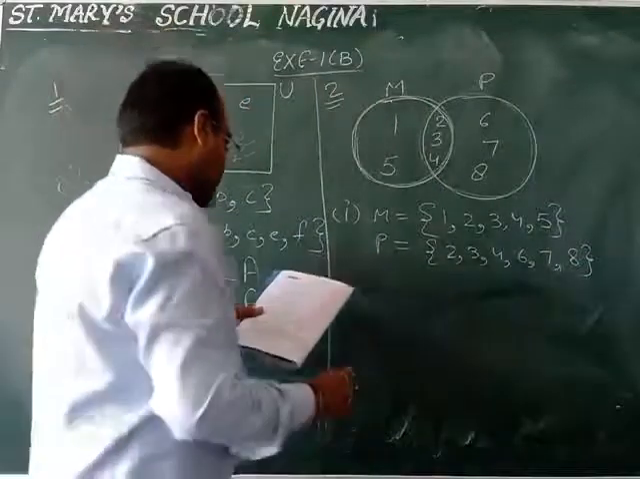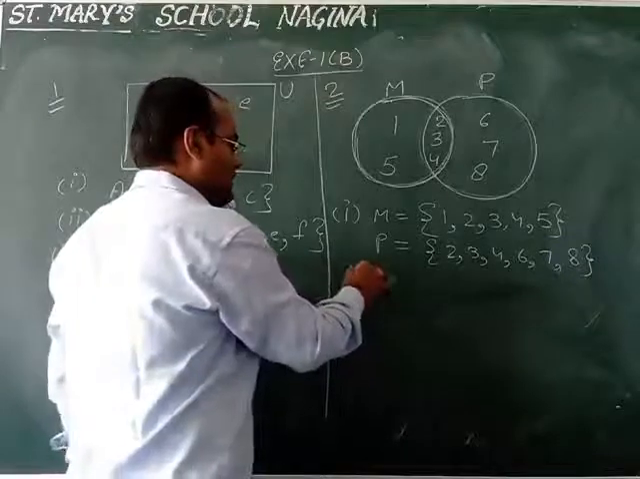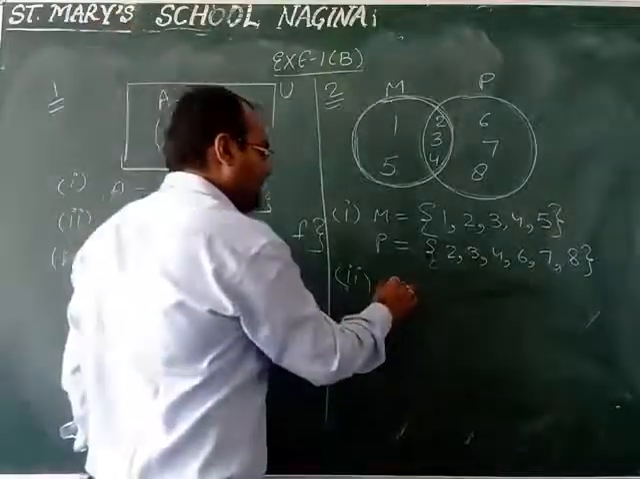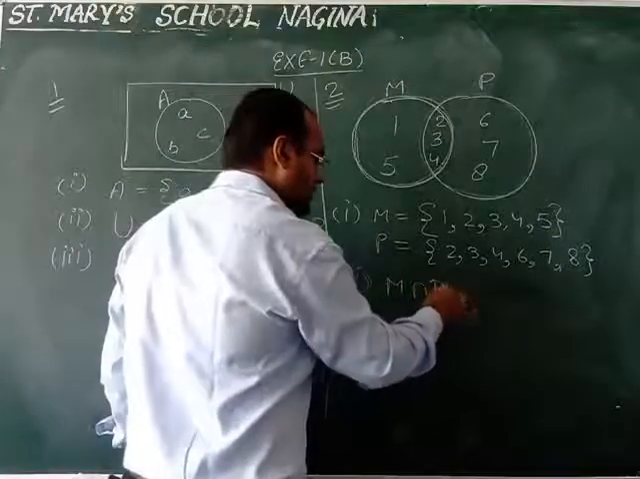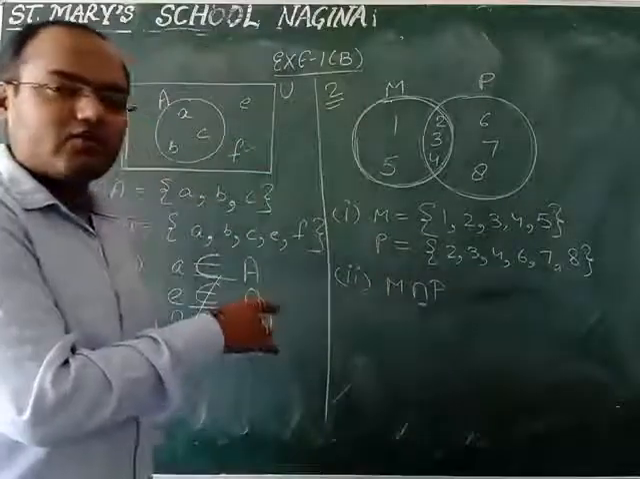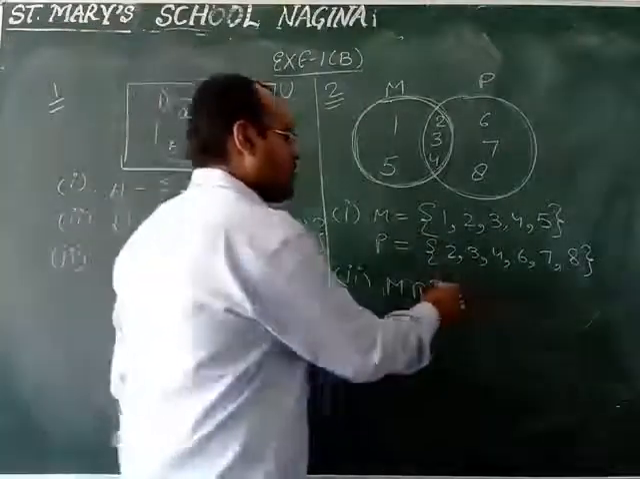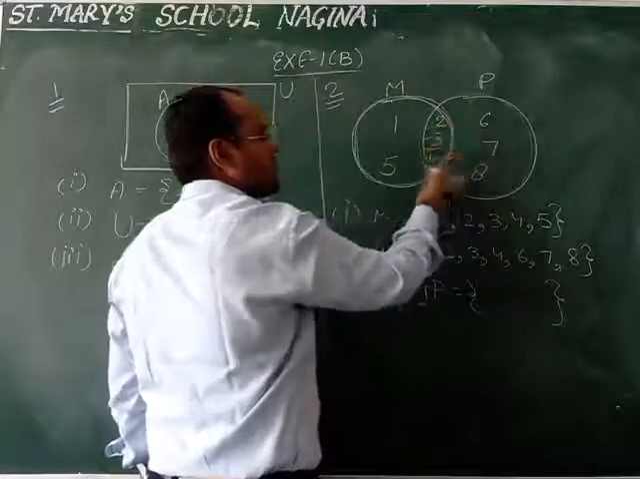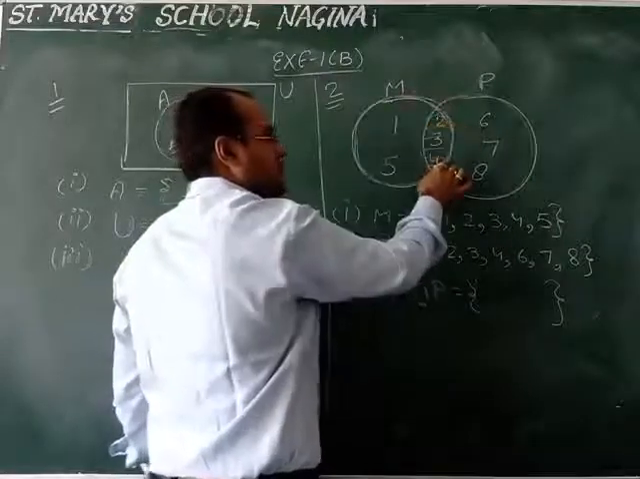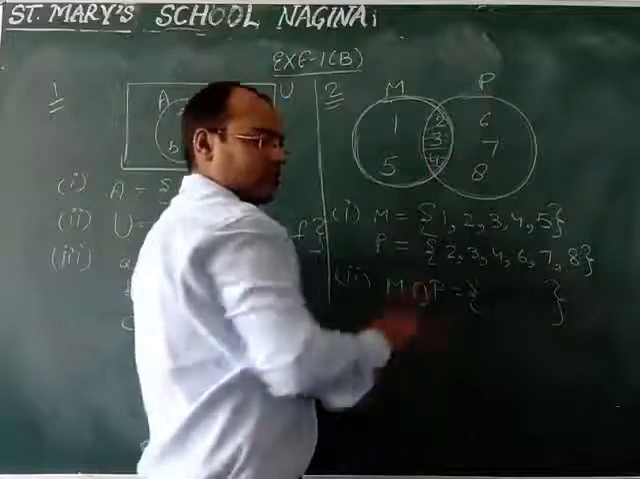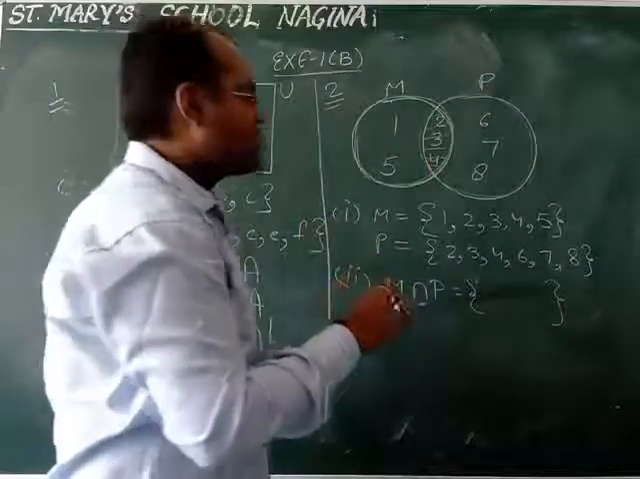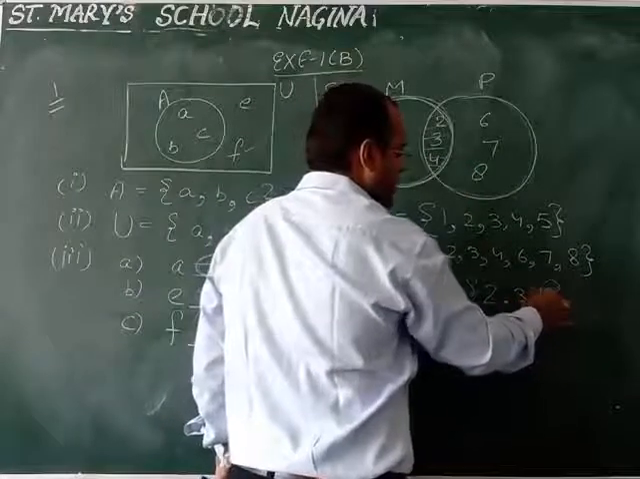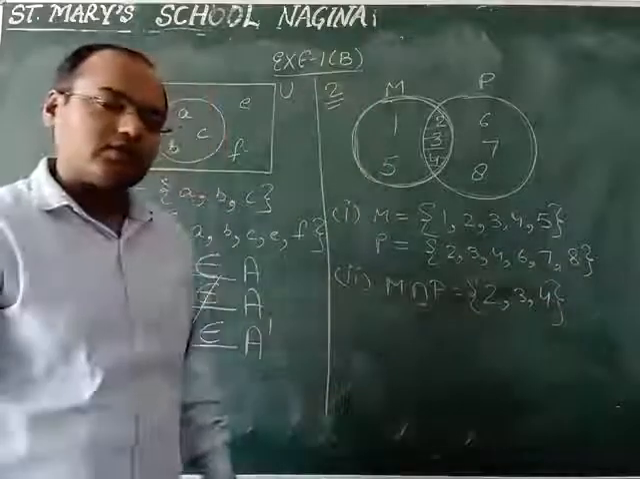Now part number second. Write the members common to M and P. Common means we have to write intersection. M intersection P. This symbol is known as intersection and the meaning of this symbol is common. So which elements are common in both M and P, that we write. This much part is coming in both circles. If we take M circle, then it is coming. If we take P circle, then this much portion is coming again. So this much part is common. So we will write here M intersection P is 2, 3 and 4.